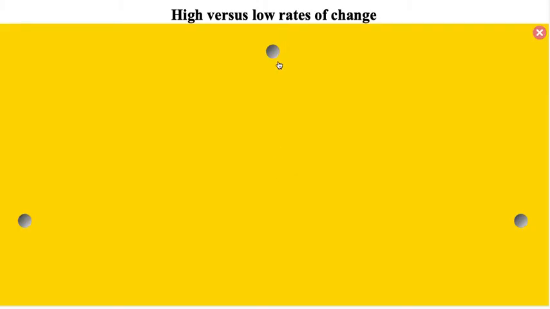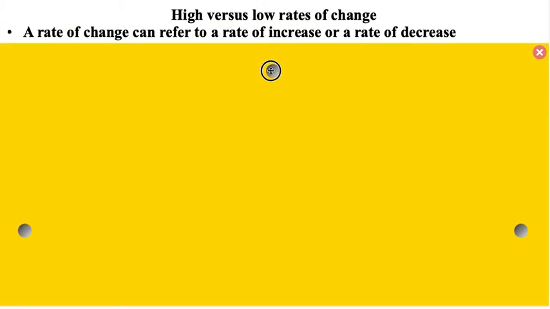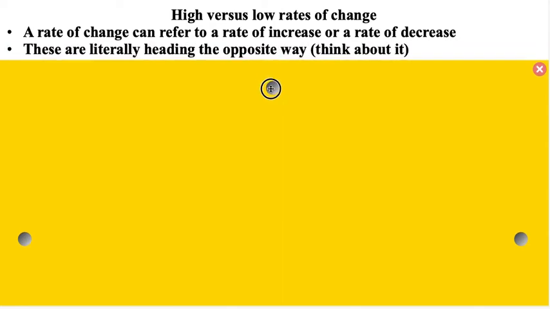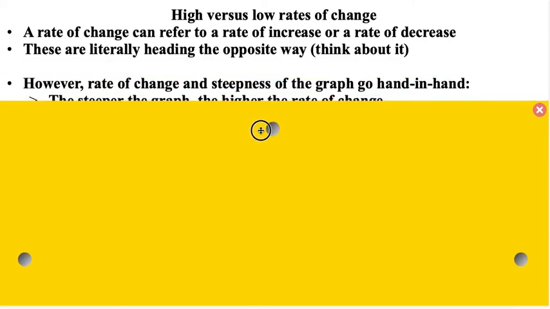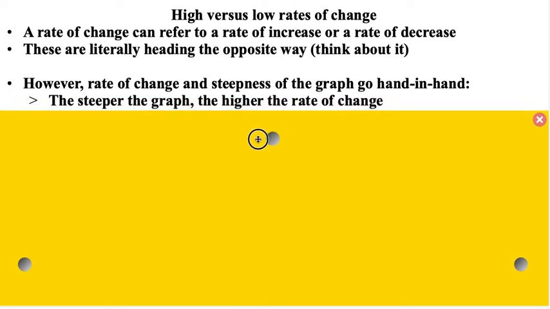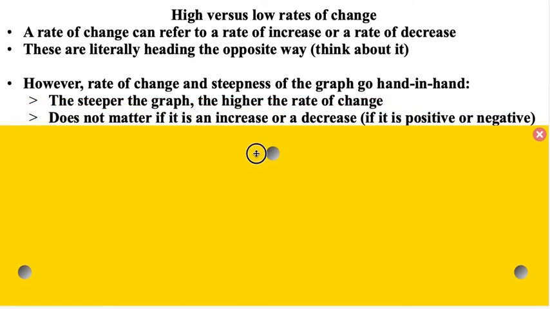So high versus low rates of change. This is kind of important. Rate of increase, rate of decrease. Duh. Rate of change up, rate of change down. Okay. Opposite. Going up, going down. Rate of change in steepness. So we know that higher slope means steeper. We know that, steeper graph, higher rate of change. Does not matter if it's an increase or decrease.